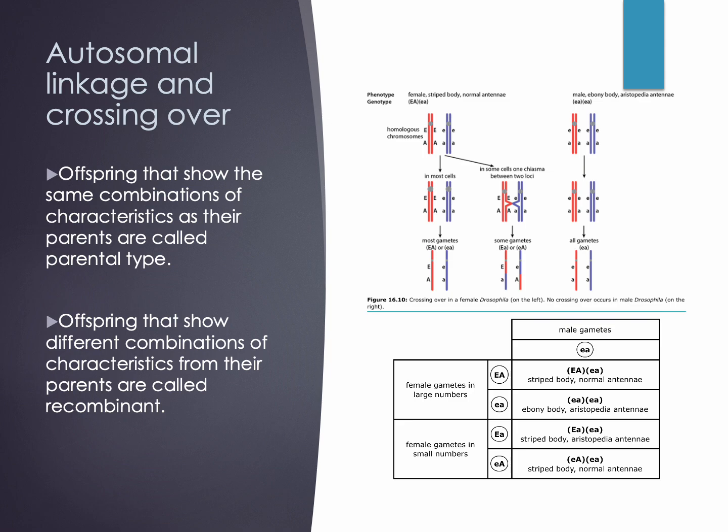Autosomal linkage and crossing over. Offspring that show the same combinations of characteristics as their parents are called the parental type. Offspring that show different combinations of characteristics from their parents are called a recombinant.